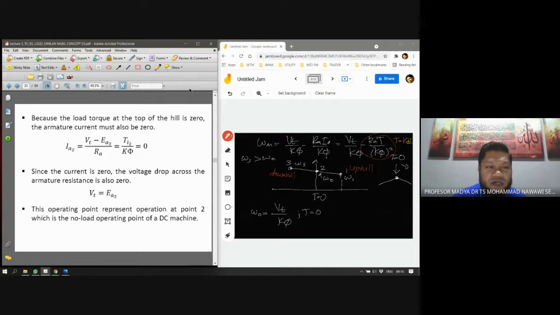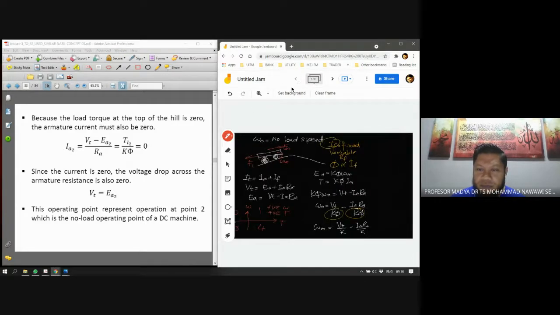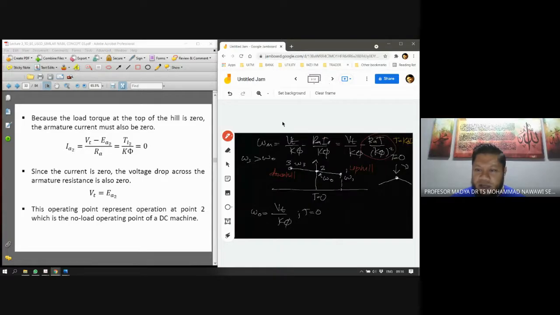Next. Because the load torque at the top of the hill is 0, the armature current must also equal 0. So we know that, looking at the equation just now, if I may draw the shunt connection, you have IL, you have IA going down here, and you have IF going down there. So this is RA, and you also have RF. This is your EA, positive, negative.